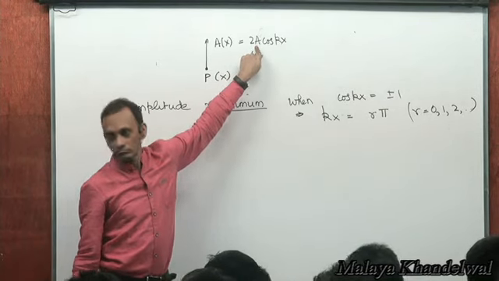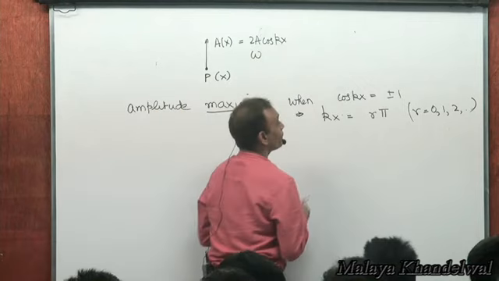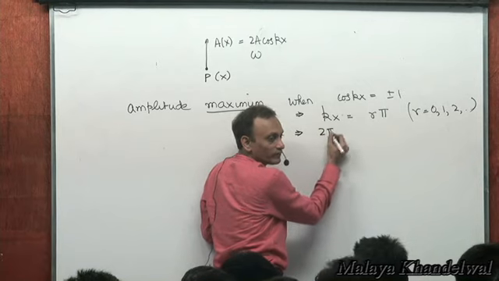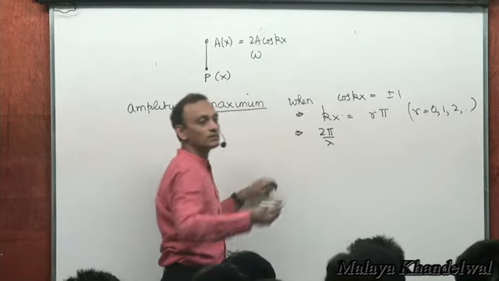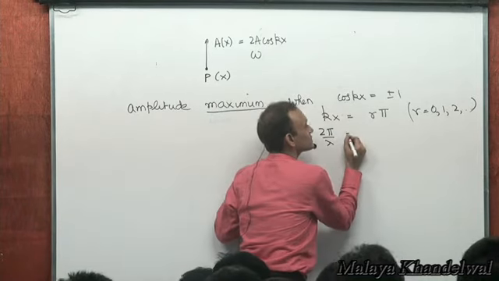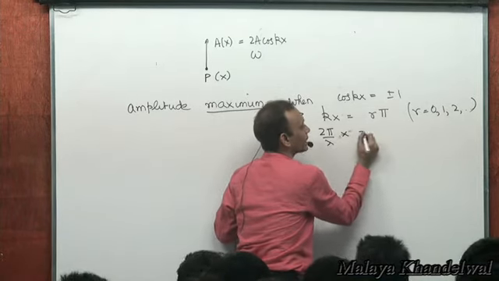Yes or no? Now, at what values of x? k can be written as 2 pi by lambda, the wave number. So k can be written as 2 pi by lambda, and that times x would be r pi.